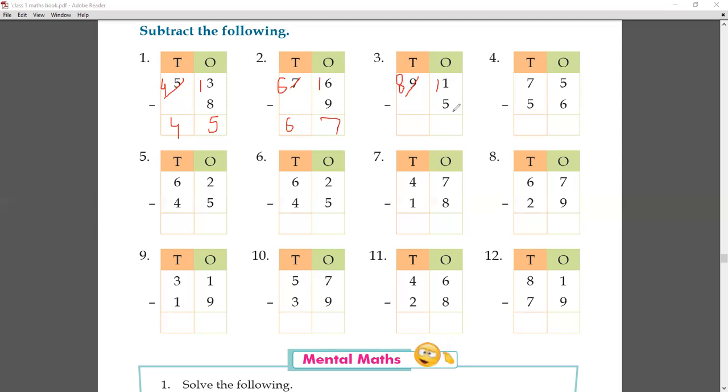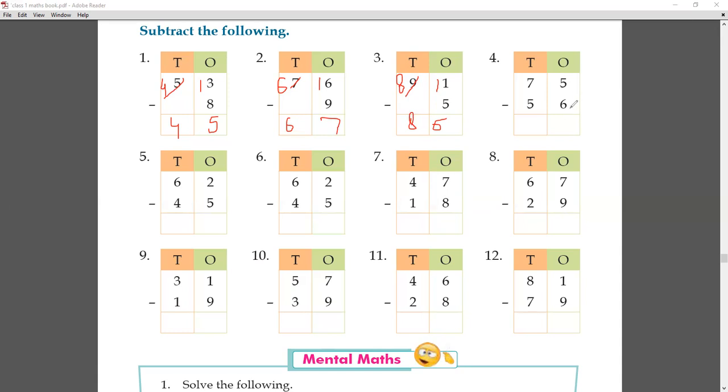11 minus 5. 11 minus 5 is equal to what? Take your 5 fingers. Okay. And count backward. 11, 10, 9, 8, 7, 6. So we write 6 here. And same 8.